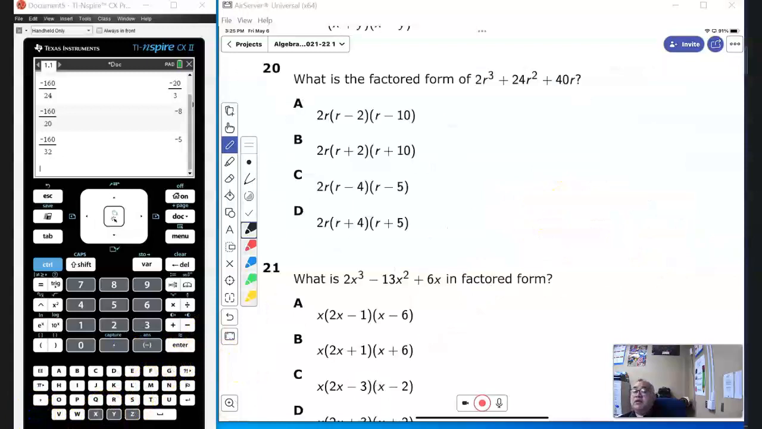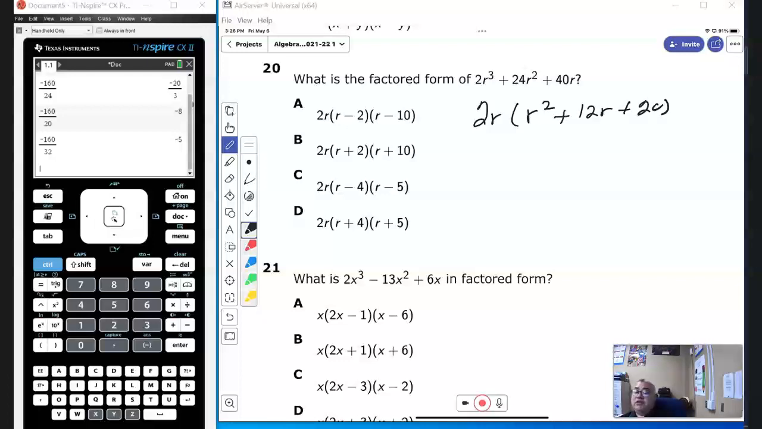What is the factored form of 2r cubed plus 24r squared plus 40r? You notice they are all divisible by 2, and they also have a common factor of r. So you're going to factor out 2r. You're left with r squared plus 12r plus 20.